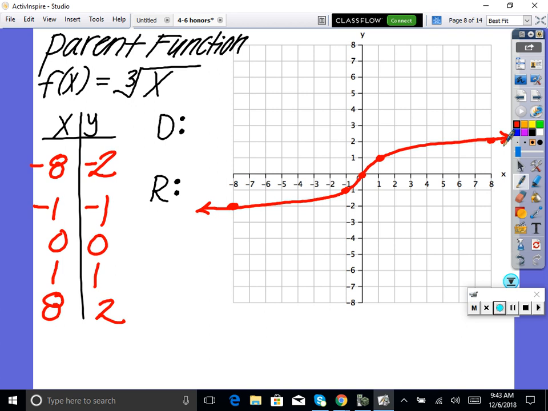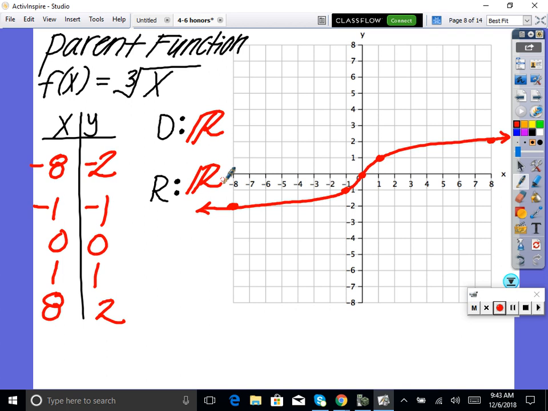So our domain, if we can plug anything into our domain, it's all real numbers, correct? Well, it's pointing left and right forever. So our domain is all real numbers, or negative infinity to infinity. Well, our range, isn't it also pointing down and up forever? So our range is also all real numbers.